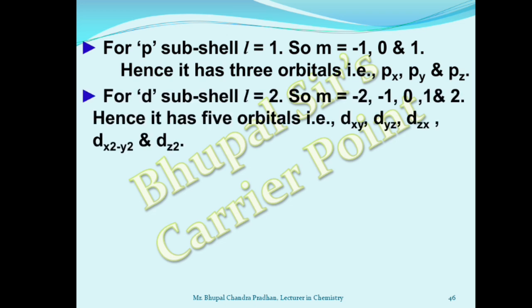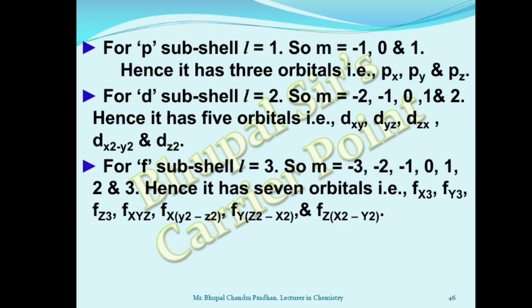For d subshell, l is equal to 2. So, m is equal to minus 2 to plus 2 through 0. That is minus 2, minus 1, 0, 1 and 2. Hence, it is 5 orbitals, that is dxy, dyz, dzx, dx square minus y square and dz square. For f subshell, l is equal to 3. So, m is equal to minus 3 to plus 3 through 0. That is minus 3, minus 2, minus 1, 0, 1, 2 and 3. Hence, it is 7 orbitals.